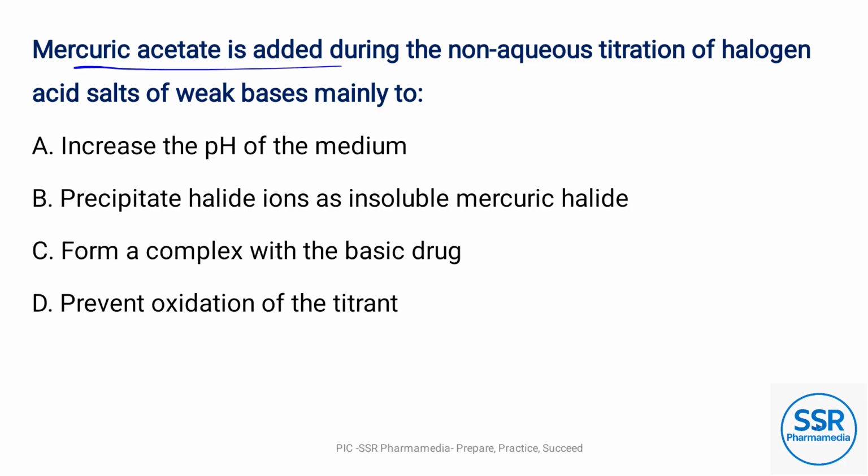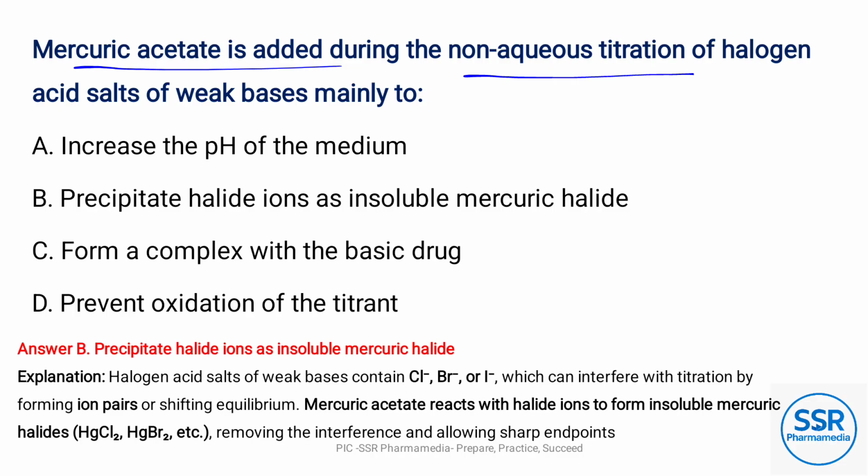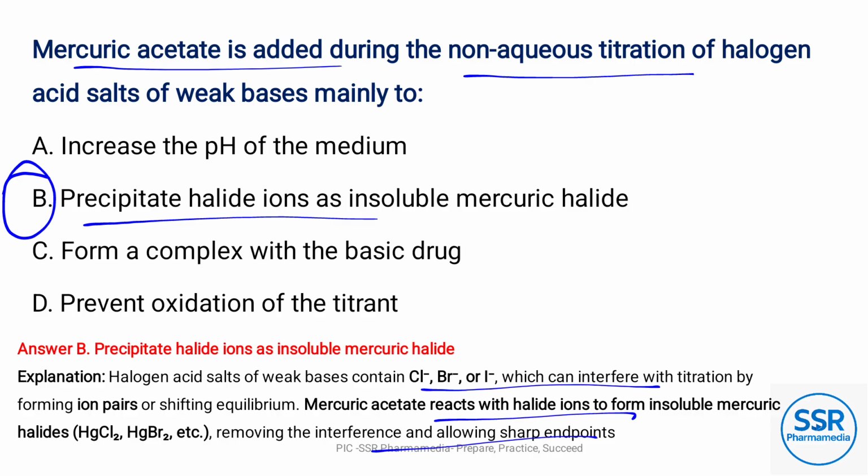Mercuric acetate is added during the non-aqueous titration of halogen acid salts of weak bases, mainly used to, option B, precipitate halide ions as insoluble mercuric halides. So read this content.